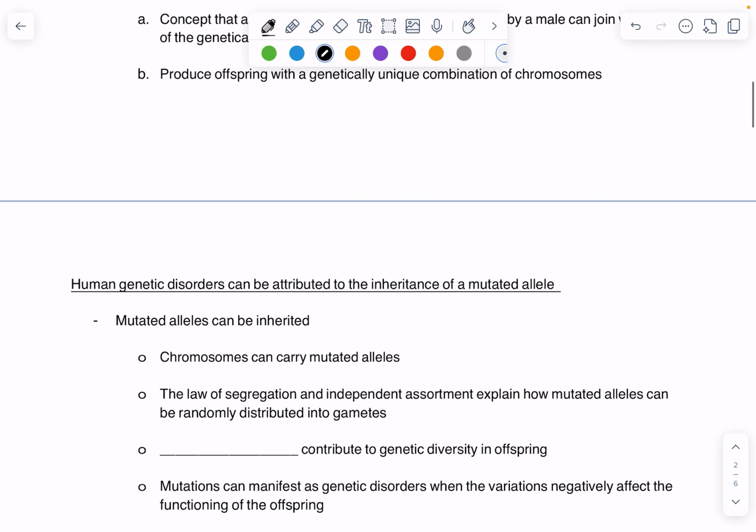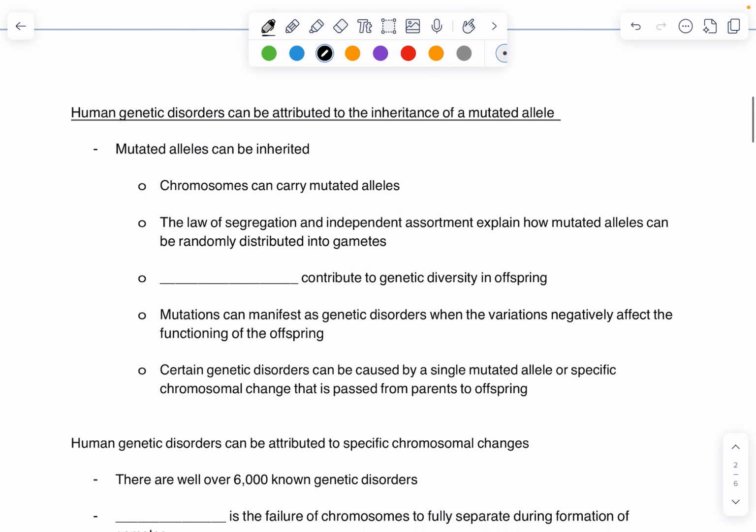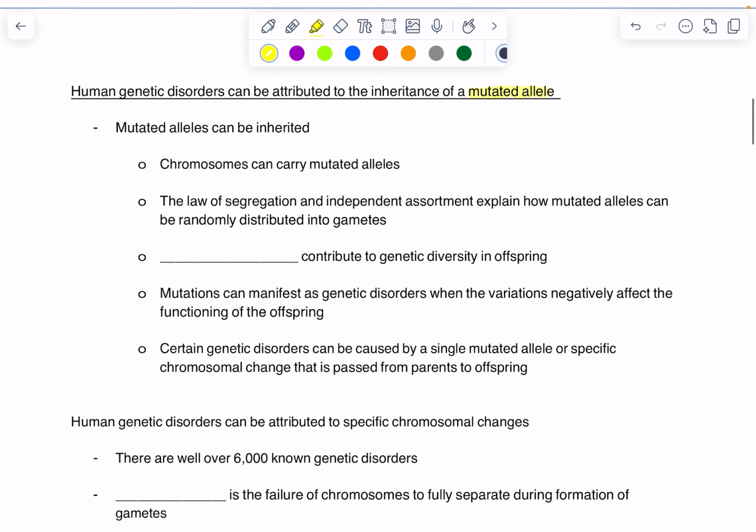Okay, and so when we think about chromosomal inheritance, we can think sometimes about human genetic disorders. And this has to do with when alleles mutate and get passed on from parents to offspring. So chromosomes can carry mutated alleles. The law of segregation and independent assortment explain how these mutated alleles can be randomly distributed into gametes.